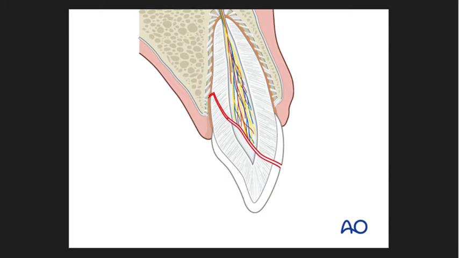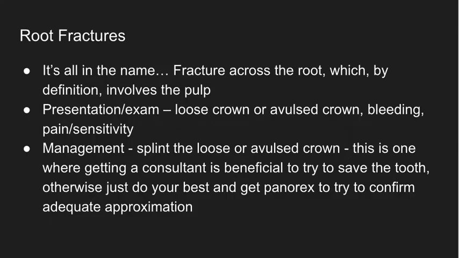It's just a fracture extending all the way down into the root of the tooth, and it could, as you can see, extend kind of on the side of the pulp, so it might not involve the pulp. And then root fractures, so it's all in the name.